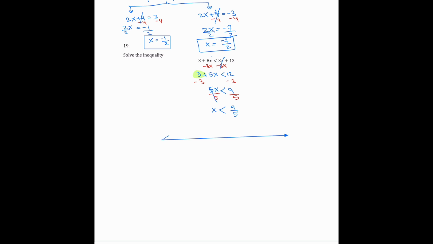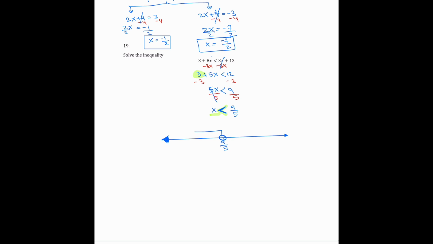Here's the open number line. And I will put 9 over 5 anywhere there. Notice that the inequality does not have an equal sign, which means this number is not included in my solution, so I'm going to put an open circle. To read this, we usually read it from left to right, so we say x is less than, this looks like an L, 9 over 5.